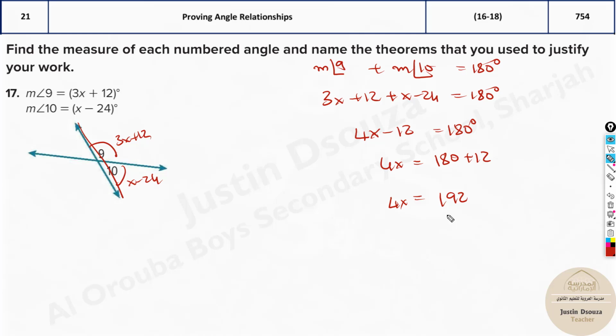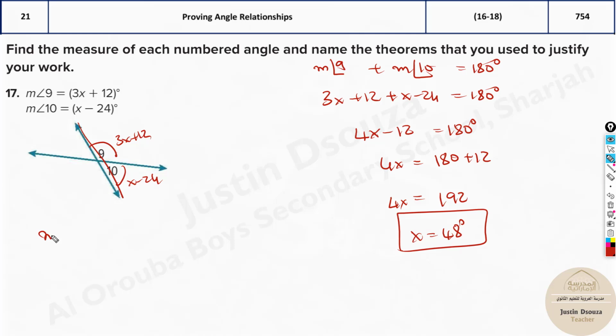That's 4x. And it's 192 divided by 4, that is x is 48 degrees. So if x is 48 degrees, we can find what is angle 9 and 10. See, now this is not over. We just found out the x value.